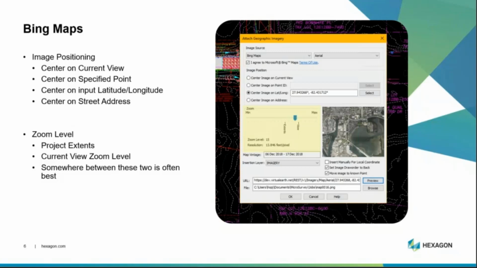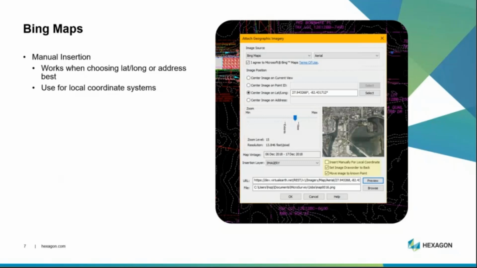I find what I end up doing is zooming to where I want the picture, and then the better approach for picking the right image zoom level is going to be a little bit between the view and the extent, because you're going to want it a little bit larger than the view, otherwise it's not necessarily going to fit over top of whatever you've zoomed into. But you don't necessarily want the entire extent of the project. So that's just my recommendation there. Underneath there, we have a few little options.